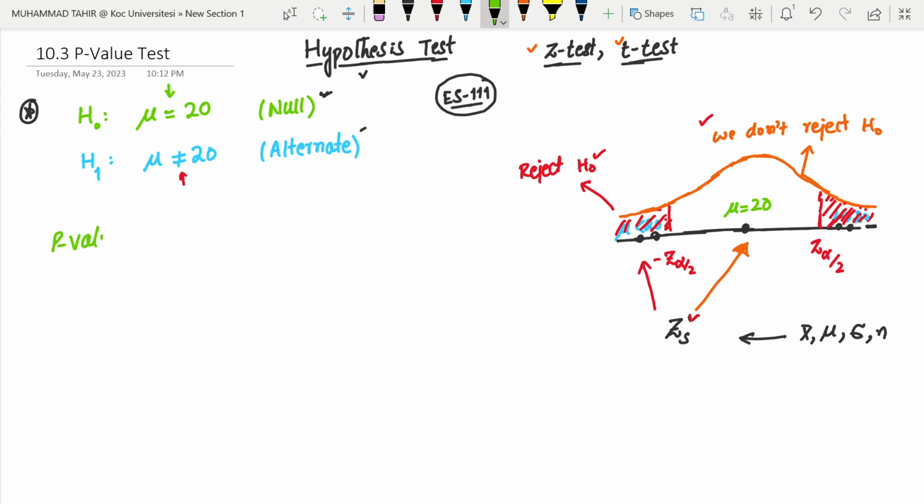P-value test. So what I am going to claim is that p-value test is almost the same as z and t-test. There is a very small difference between z-test and p-test. If you know z-test, you should be comfortable with t-test.